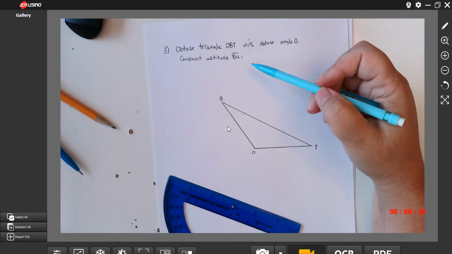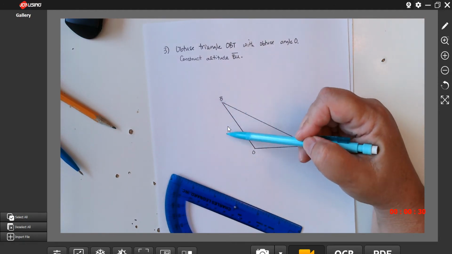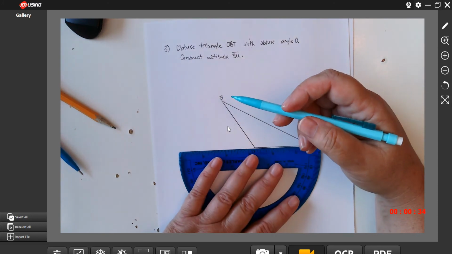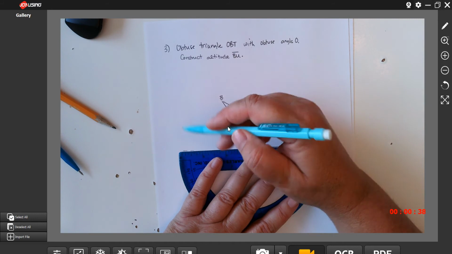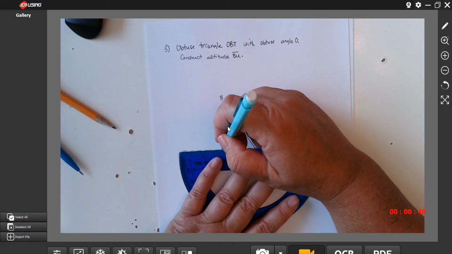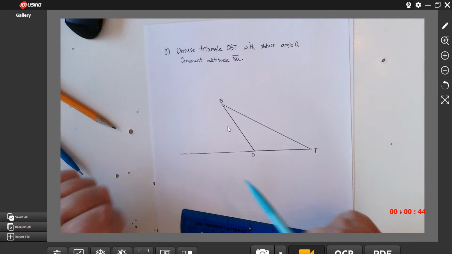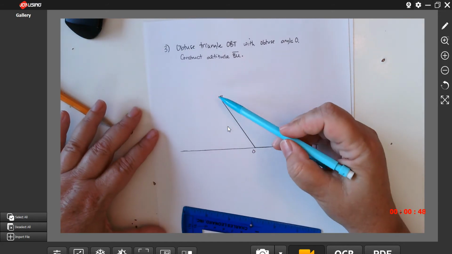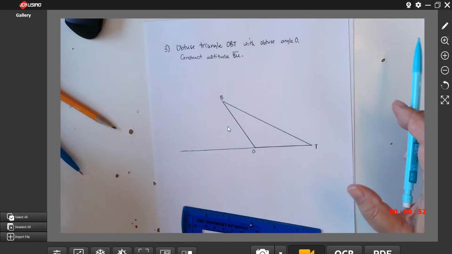Now I want to construct altitude BU. So I'm visualizing it in my head. I know it's going to drop down here because it has to be perpendicular to its opposite side. I know also that I'm going to have to extend this side, right? And you can do it with a dotted line, you can do it with a solid line, it doesn't really matter. But it's going to have to be extended. I know it's going to drop down here to make a right angle. So I really am constructing a perpendicular through a point, not on the line.